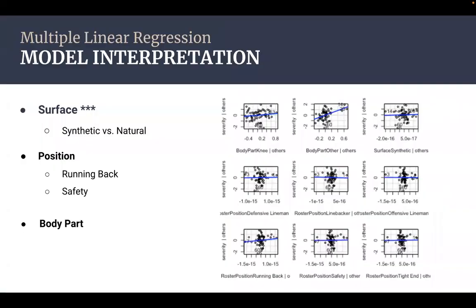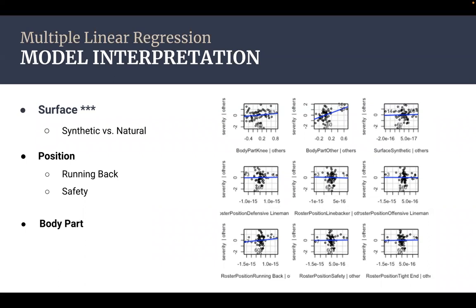So using the model summary, I was able to evaluate the coefficient values of the variables in the model to then assess relationships to severity. And there were some very interesting details to note here. Most importantly being the surface variable, synthetic versus natural surface. We saw that synthetic surface had a more significant association to severity than the natural surface, which goes along with what we've been hearing and the background to similar investigations that have been conducted prior.